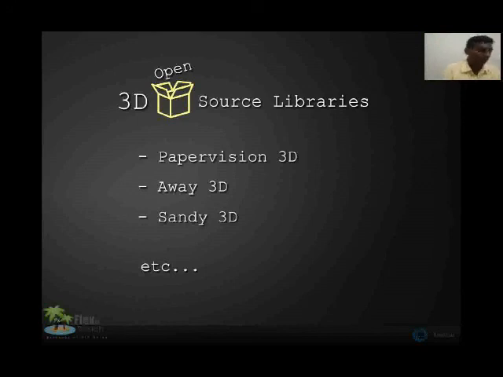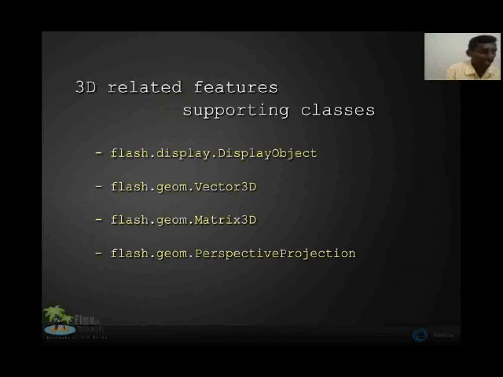Okay, we'll move on to the next thing: 3D related features supported in our classes. Now I'm telling you the new features implemented in Flash Player 10. So the 3D feature is implemented in Flash Player 10. They are adding some features to the existing API and adding new classes for 3D. Here the Flash DisplayObject has new properties called z, rotationX, rotationY and rotationZ to show your 3D planes in a 3D view.